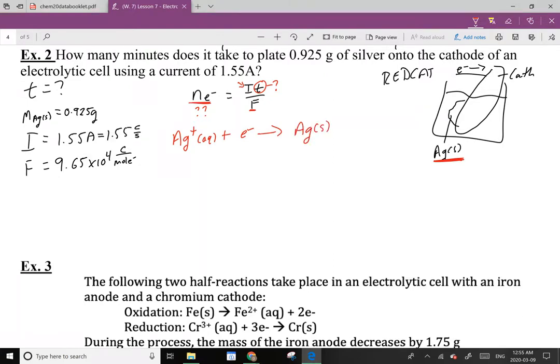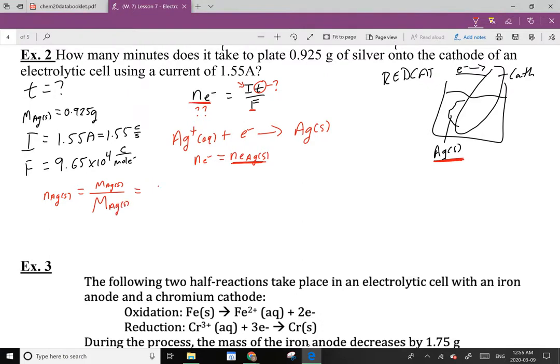So let's just write our equation here. A 1-to-1 ratio works pretty well, because that means the number of moles of electrons equals the number of moles of silver solid being formed. Okay, so let's figure out the amount of silver solid being formed in terms of moles. Then we know our moles of electrons, and then we can use our it over F equation. So let's start by using n of Ag solid equals the mass of Ag solid over molar mass of Ag solid.